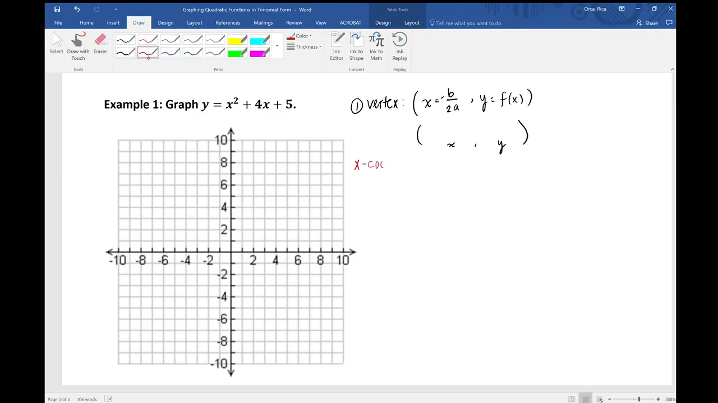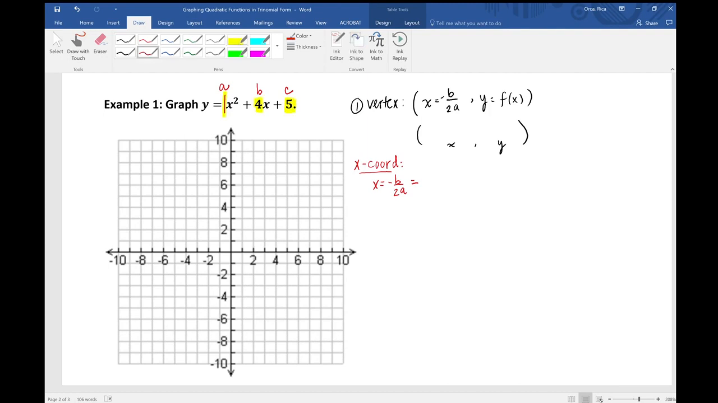To find our x coordinate, we're using x equals negative b over 2a. So let's go ahead and label our a, b, and c values so that we can plug them into our formula. In the problem, a is 1, since there's no number in front of the x squared. B is 4, and c is 5. A is 1, b is positive 4, c is positive 5.